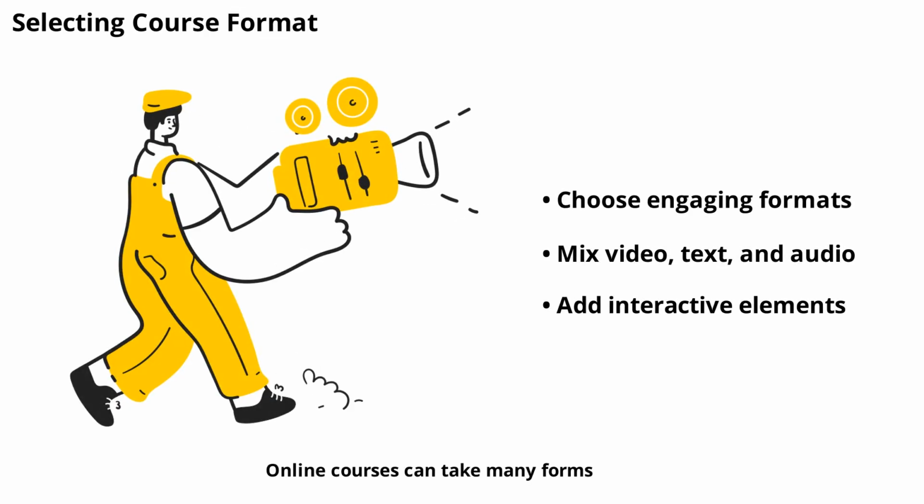Online courses can take many forms, from video lectures to written guides, audio lessons, or interactive activities. Consider your strengths and your audience's preferences. Video is engaging and personal, while written content is easy to reference. You might also include downloadable resources, quizzes, or discussion forums. Mixing formats can enhance the learning experience and keep students motivated. Once you've chosen your formats, you can start creating your course content.